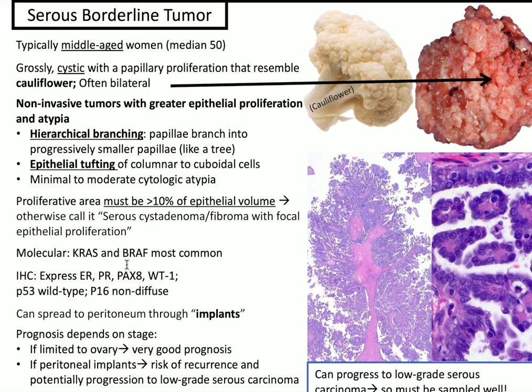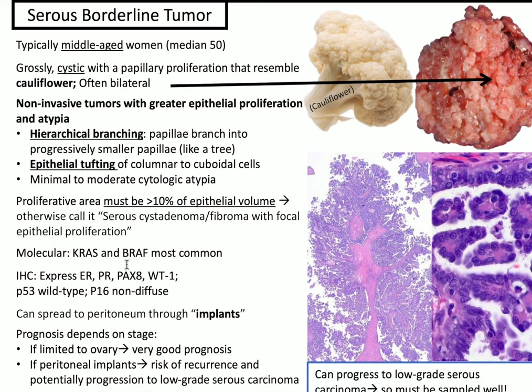Proliferative areas must be greater than 10% of your epithelial volume to call it borderline. Otherwise, you will call it serous cystadenofibroma with the caveat of focal epithelial proliferation. It's driven by KRAS and BRAF, and eventually it could progress to a low-grade serous carcinoma, which is also driven by those mutations. It expresses ER, PR, PAX8, WT1, it's P53 wild type, and P16 non-diffuse.